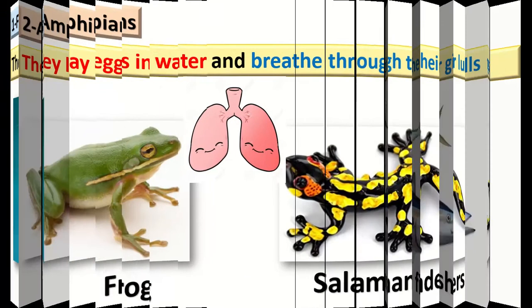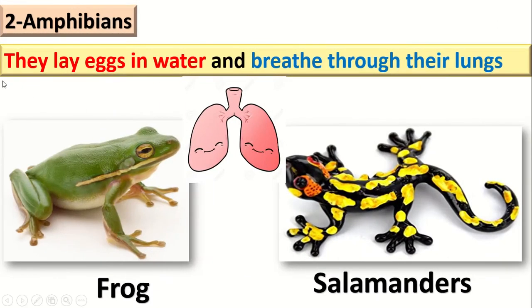Number 2, the amphibians. The amphibians are like frogs and salamanders. Again, frog. Salamanders. The amphibians are also vertebrates, they have a backbone, like frogs and salamanders. They lay eggs in water. So they also make eggs and put them in water.